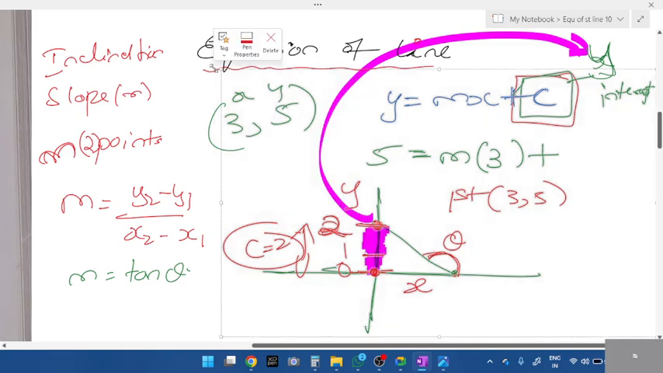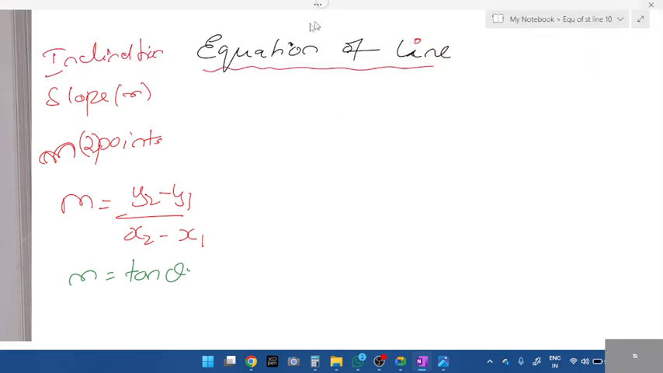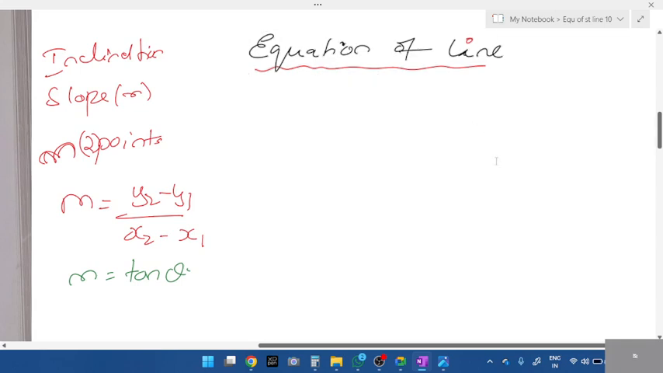Is this clear? Did all of you understand how to make use of this formula y equals mx plus c? When your teacher explained all this, do you all remember? Did they explain y equals mx plus c? No, forget about explanation. You don't even know this. Y equals mx plus c.